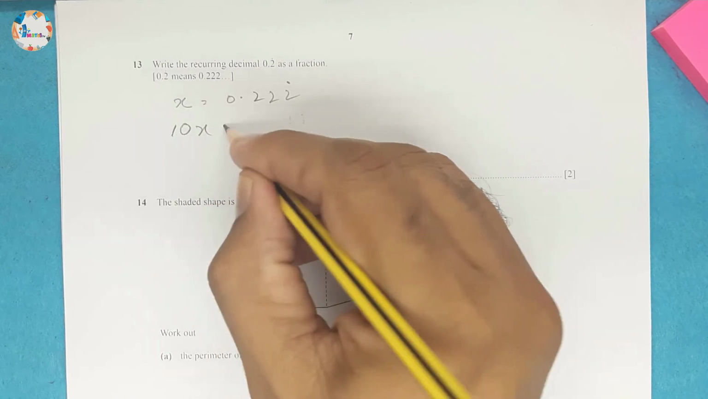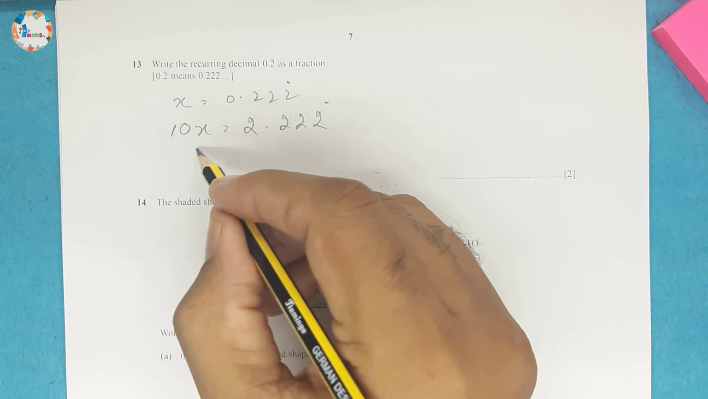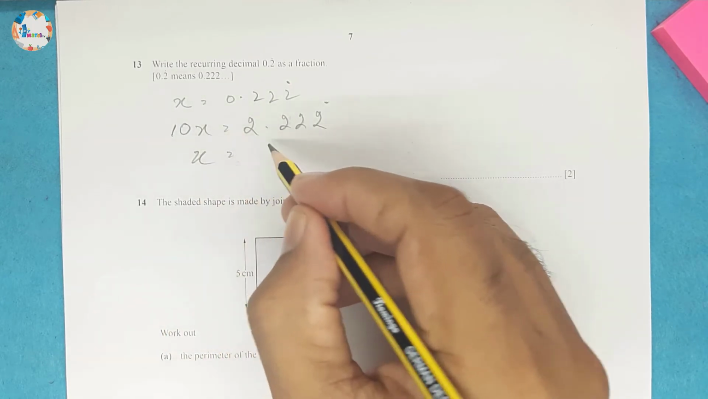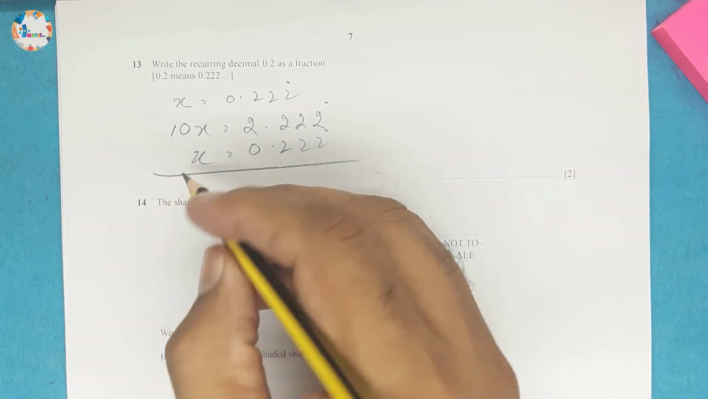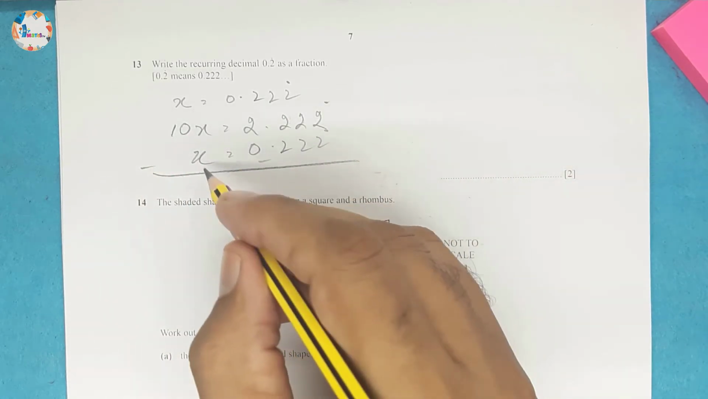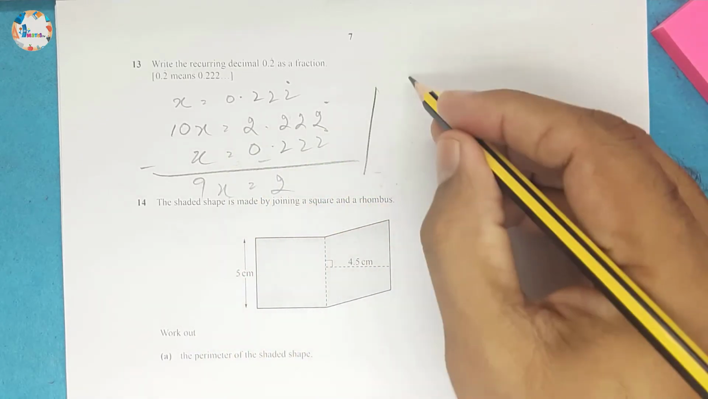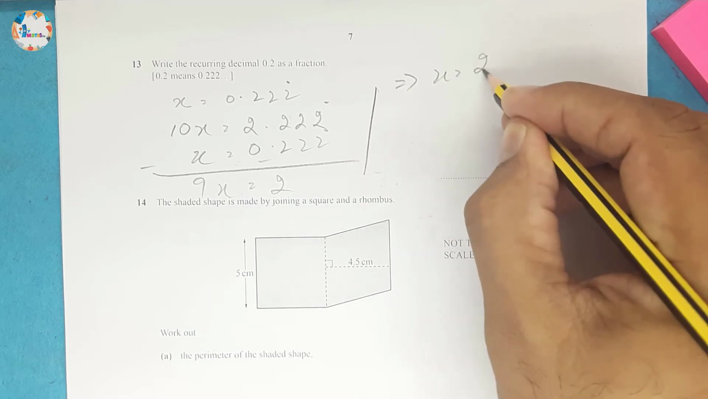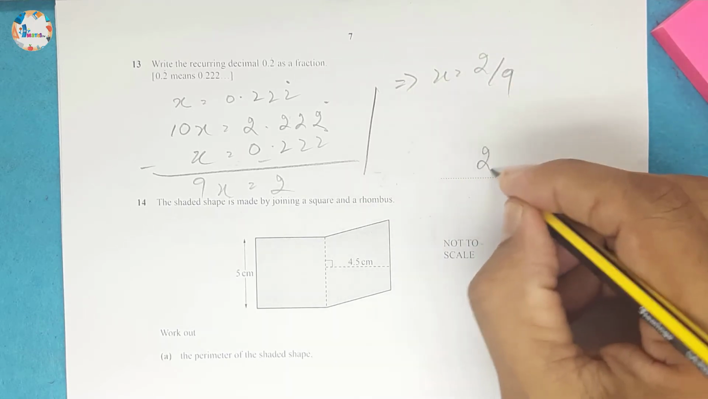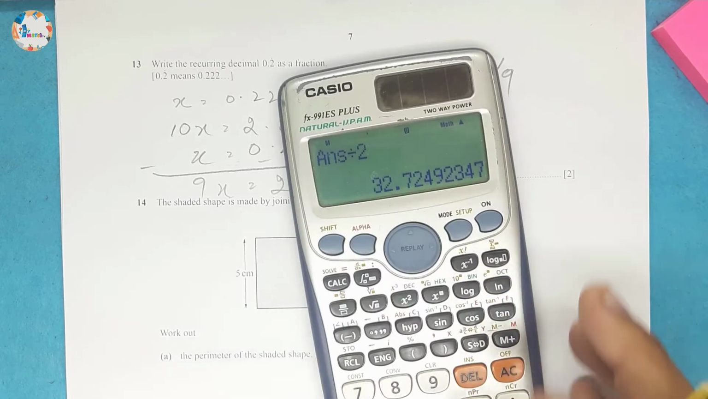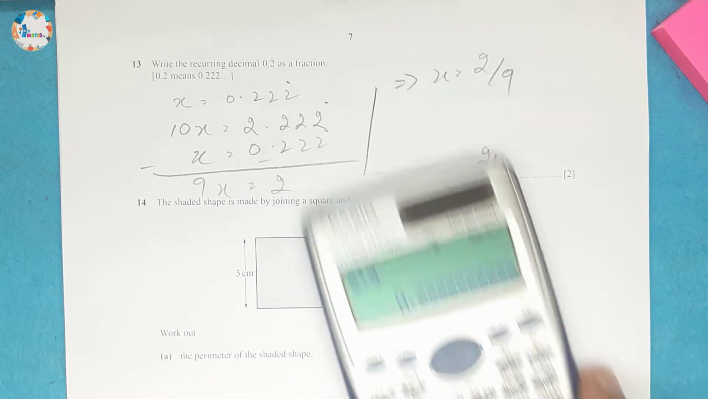Basically 10x will be equal to 2.222 recurring, and x value will be 0.222 recurring, and we can subtract. So after subtraction, this will be 9x is equal to 2. So this implies x is equal to 2 over 9. So in fraction form, it's 2 over 9. And we can double check also: 2 divided by 9 is equal to this one, you can see.